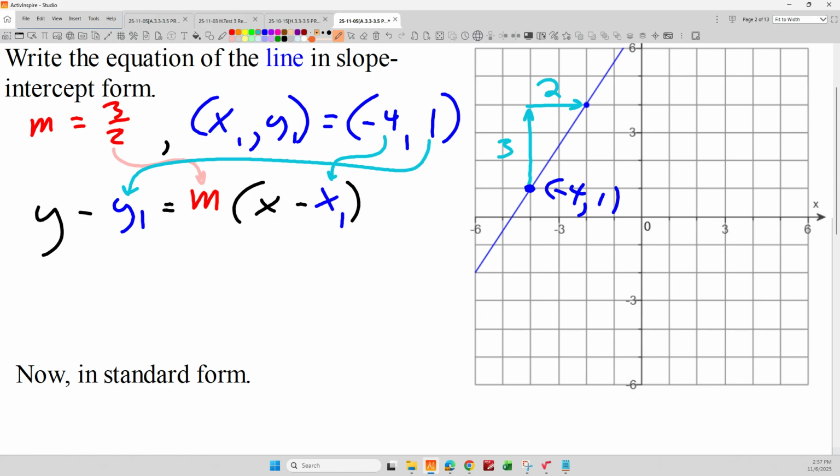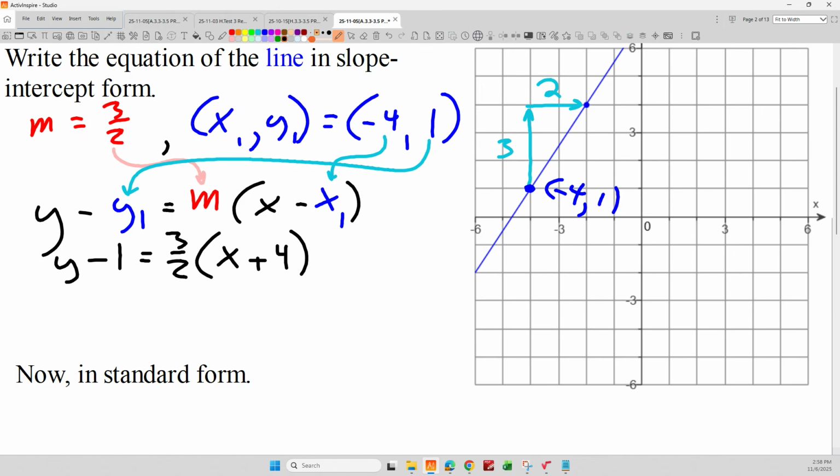Okay, and what do we get? If we do that, we just get y minus 1 equals 3/2 times the quantity x minus negative 4. So what's that become? Plus 4. Okay, so we're done with point slope.